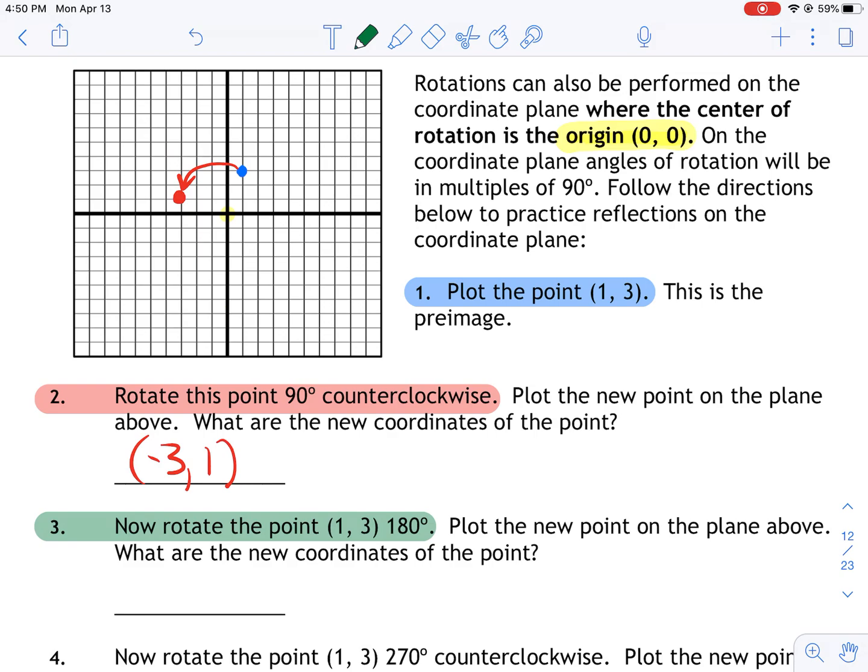So basically, take care of that. Right now, I'm going to actually pause for a second and give you a chance to do this one on your own. Okay, so turn your iPad with the point 1, 3, 180 degrees, and identify the coordinates, and then plot the point after you revert your iPad back. Plot the point, write down the coordinates. Okay, I'll pause for just a second.